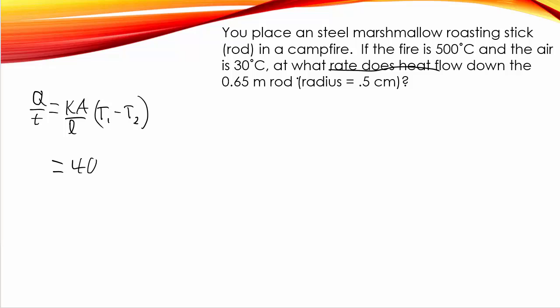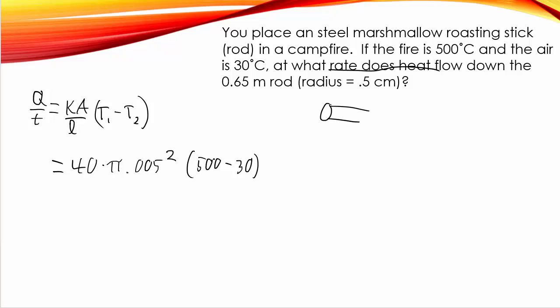And then we want the area here. Well, if this is a rod, the area is going to be the area of the end of this, so that's going to be pi r squared. So times pi, and we want the radius in meters, so that's 0.005 squared. And then we've got our temperature difference, so we're going to do 500 minus 30.